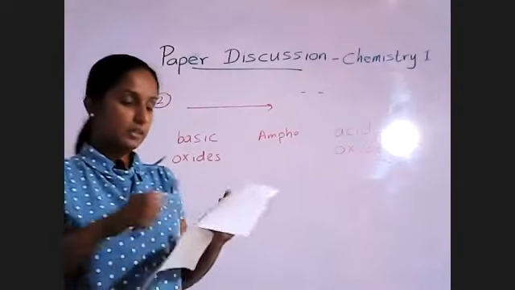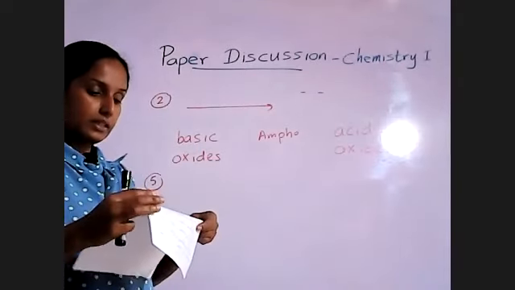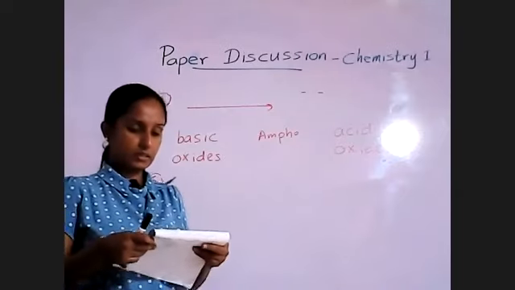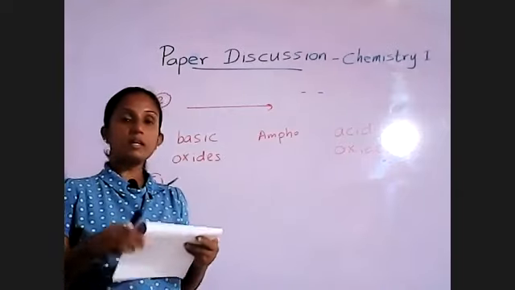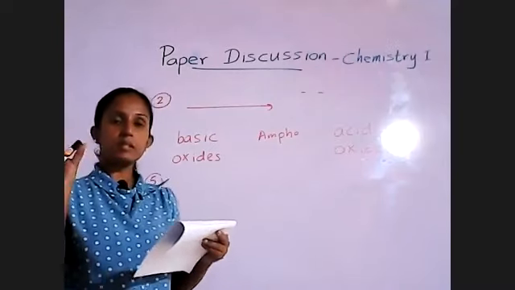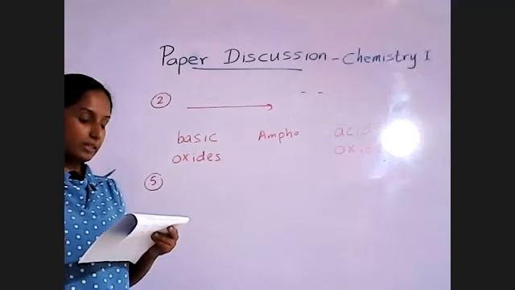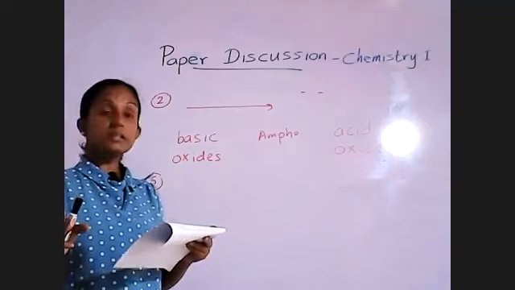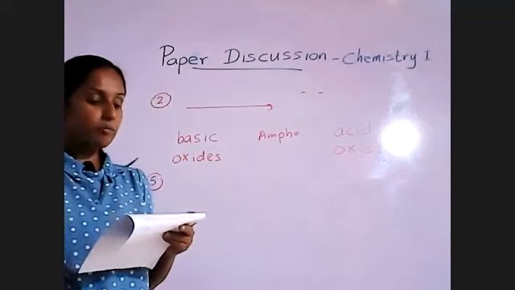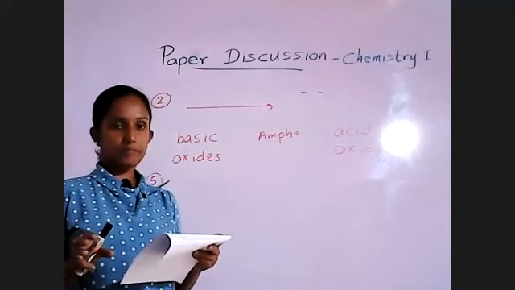Look at the next one, the sixth one. Which of the following reactions is a neutralization reaction? Neutralization means an acid reacts with a base and forms the relevant salt and water. What is the answer? The third one. Sodium hydroxide plus HCl forms the salt, sodium chloride, and water.